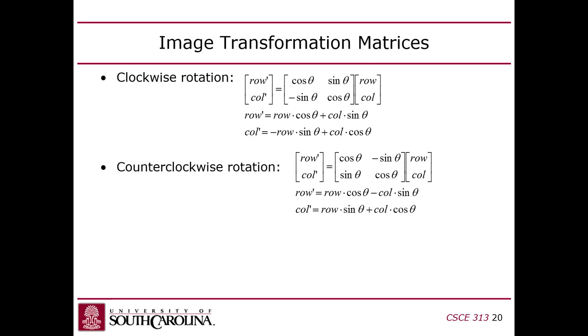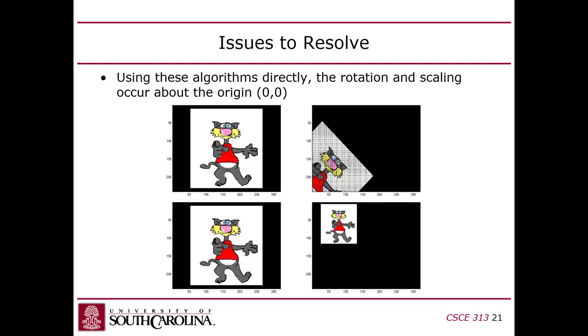These are really cool, by the way. You can do lots of neat things with these image transformations. There's more complicated ones than this, but you could take your image and put it on a sphere, or you could do three-dimensional rotation, all the basics of 3D textures and stuff like that you can achieve through these image transformation matrices. But there's a couple issues you have to solve.